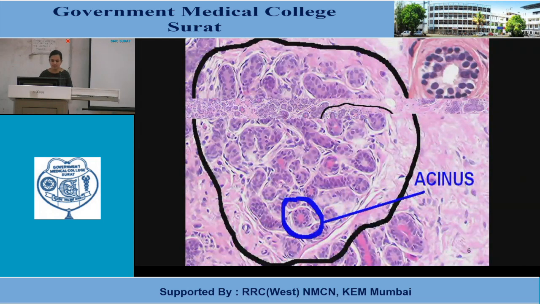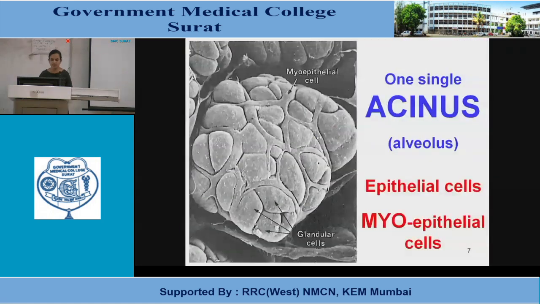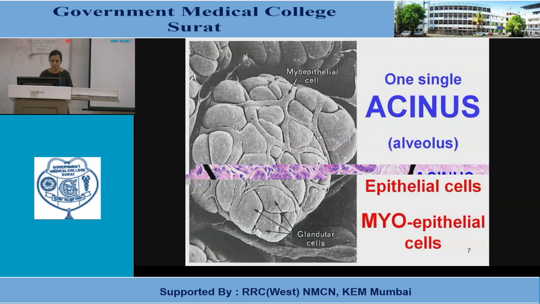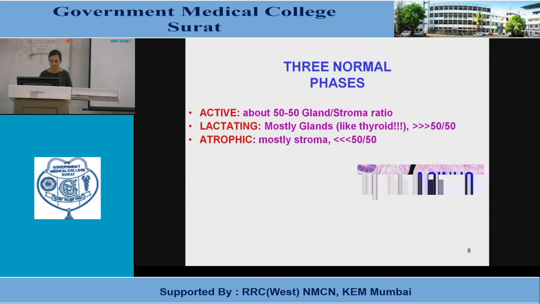The main secretory component of the breast, which gives rise to the production of milk, is the acinus, and the plural is acini. What does a single acinus consist of? It is composed of two types of cells. The first is the epithelial cells and the second is the myoepithelial cells. The secretions are formed by the epithelial cells, and the myoepithelial cells help in the ejection of this milk product.